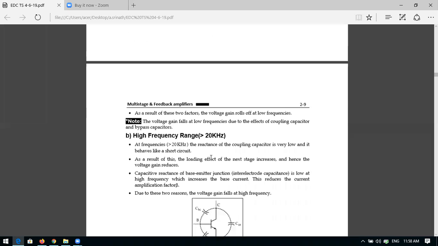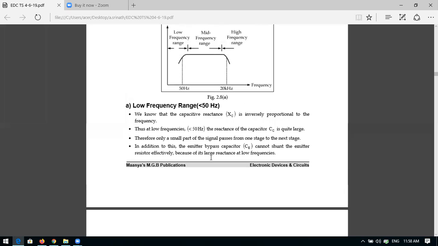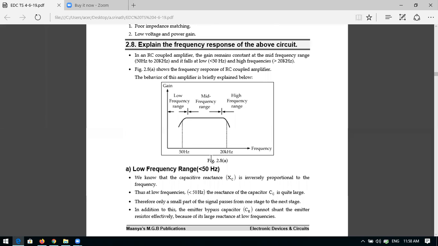For example, if you use this two-stage RC amplifier as an audio amplifier and you are not maintaining constant output at the output side, it will fluctuate. That means the voice will be more or less in a zigzag manner, noisy. The output will not be easily audible, and a noisy effect will be present. So that is the reason you have to operate only in this mid frequency range. An example is the audio amplifier.